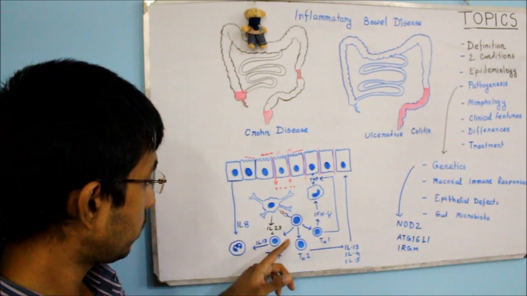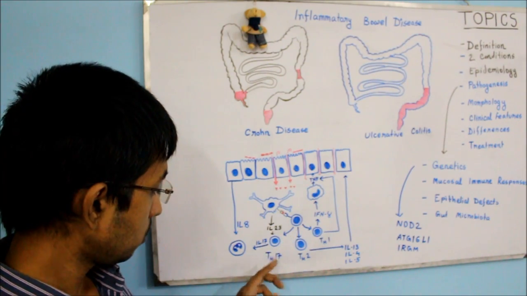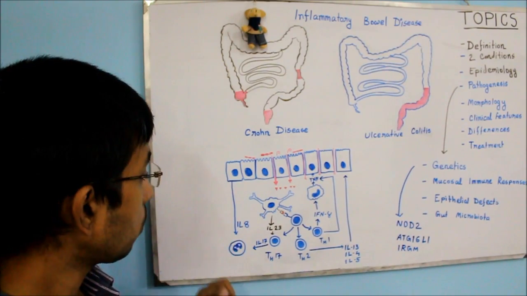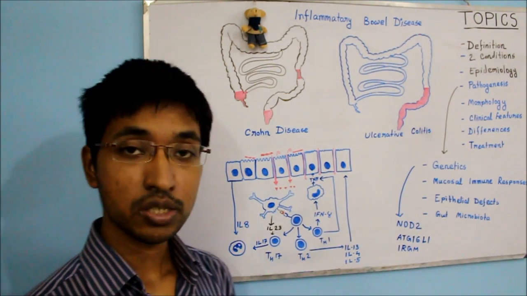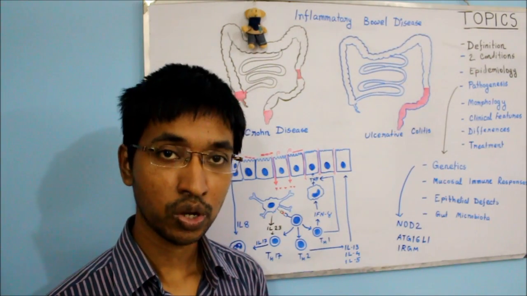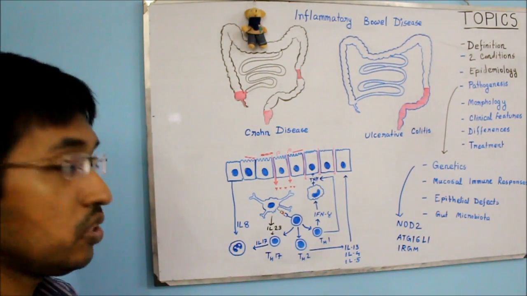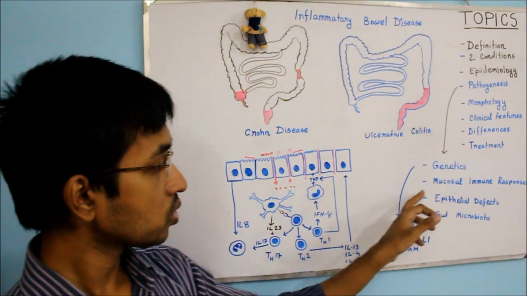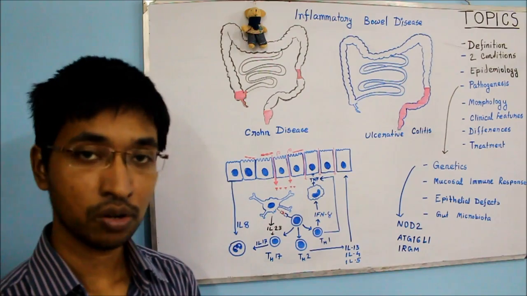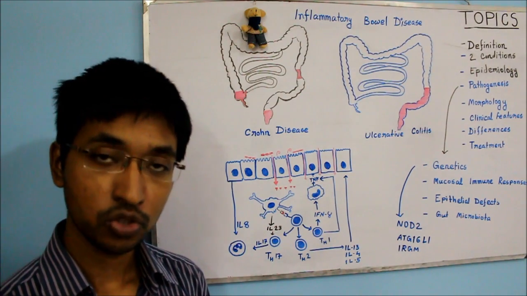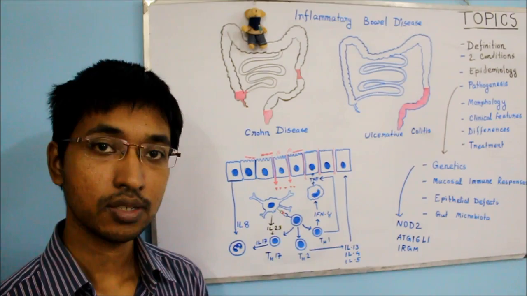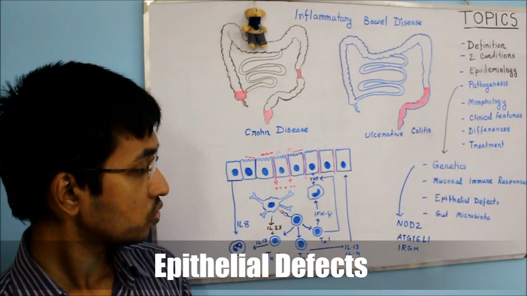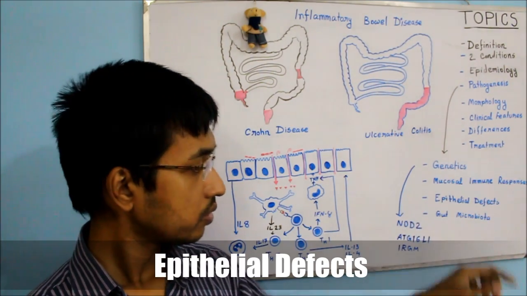And also you can see that some T helper 17 cells will also be produced, and they will also have a role in pathogenesis of inflammatory bowel disease as well. For example, they will have role on neutrophils as well. So this was in short about the mucosal immune responses that are having a role in the pathogenesis of inflammatory bowel disease. The next factor in pathogenesis of inflammatory bowel disease was epithelial defect.